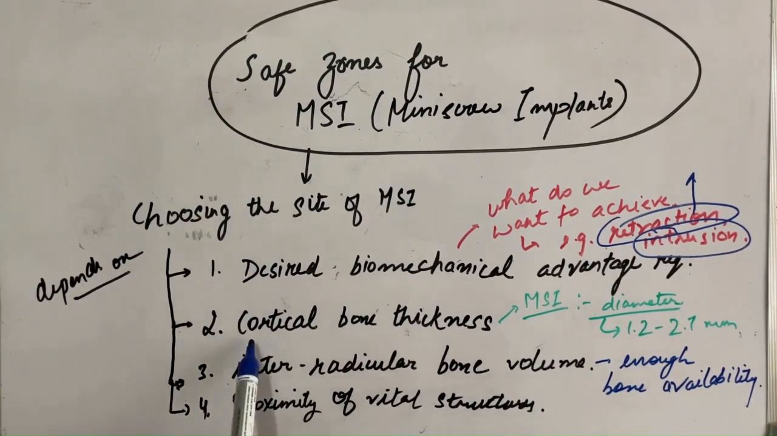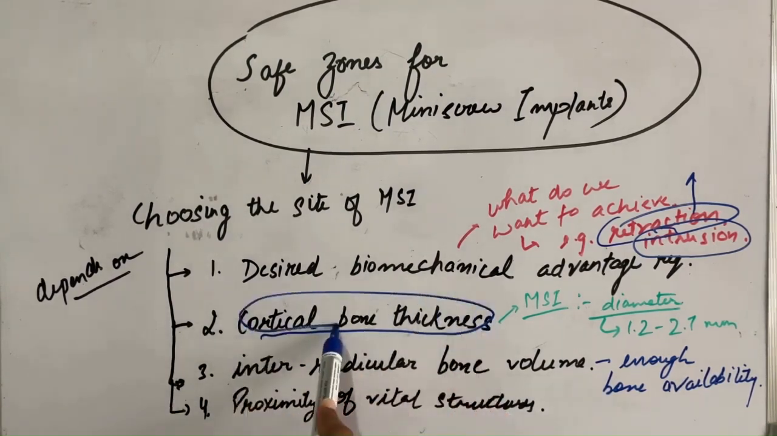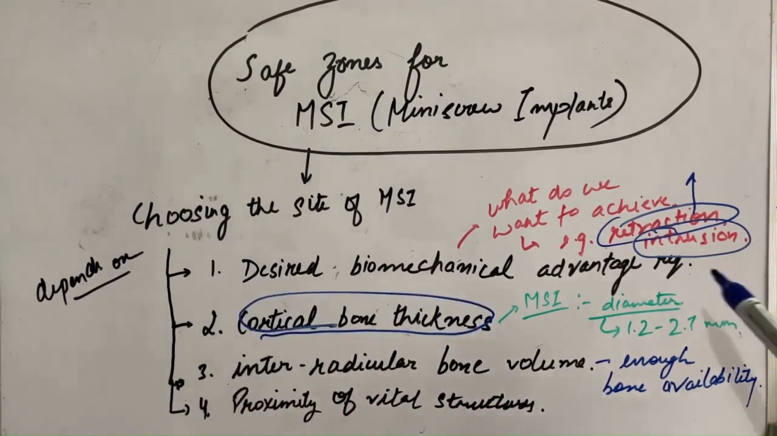Second is cortical bone thickness. Now why do we need this? We need this because the MSI's diameter is 1.2 to 2.7 mm. Cortical bone thickness is an important factor because, as we know, in the posteriors and in the anteriors there is different cortical bone thickness. So it all depends on that, and moreover it also depends on the interradicular area.